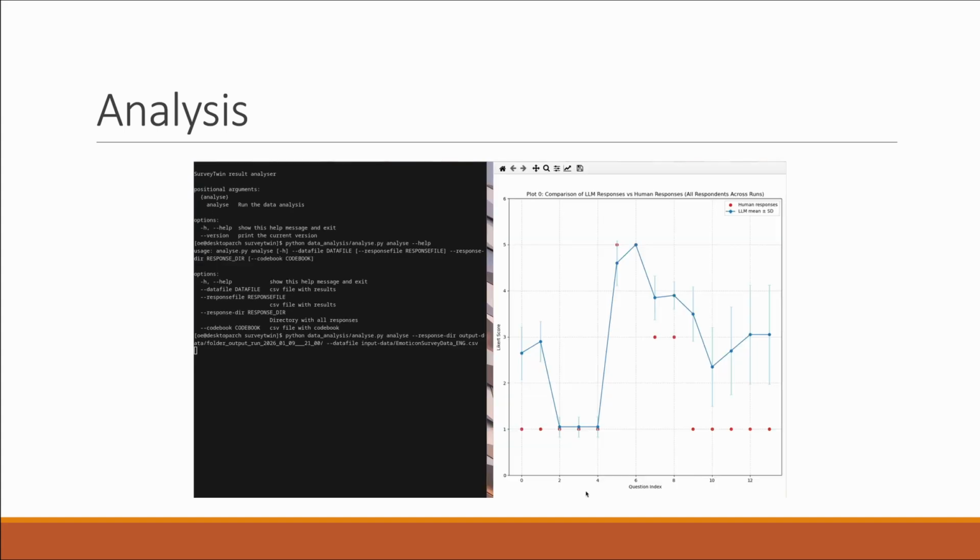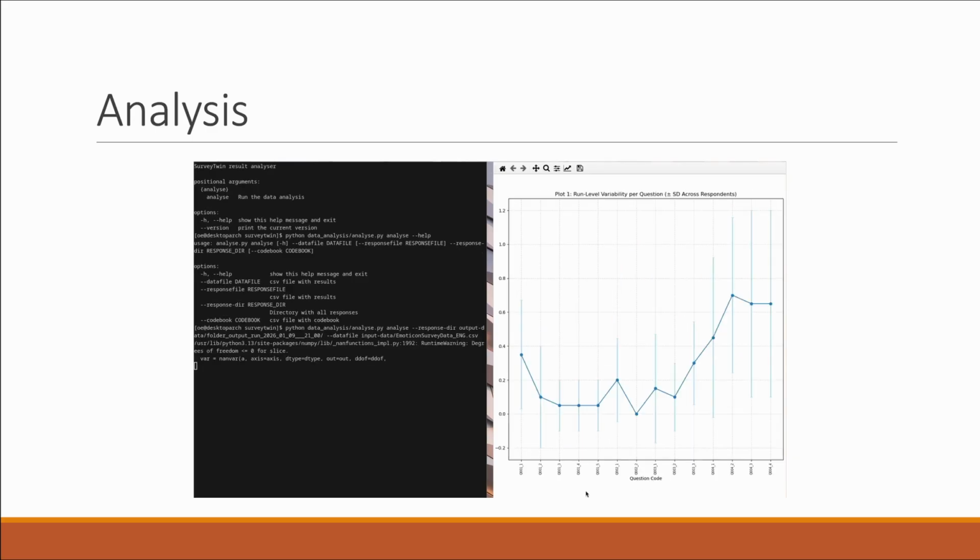The first plot shows a simple comparison of how the humans and the LLM responded to the same questions. The blue line represents the synthetic responses, while the red dots represent the human responses. This plot shows how consistent the LLM is while answering the same question across multiple iterations. A low value means that the LLM is stable. A high value instead means that it changes answers a lot.